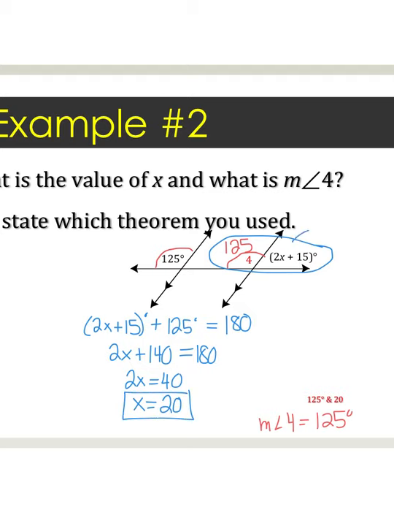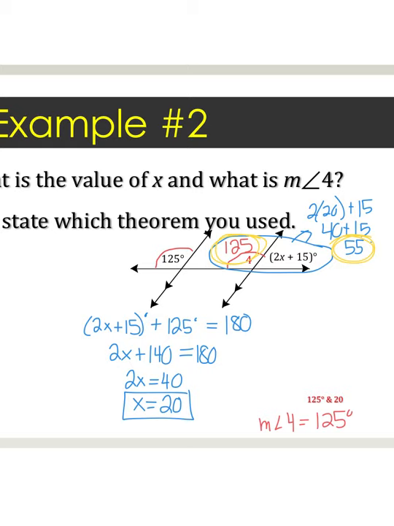And I could double check my answer. 2 times 20 plus 15 is going to equal 40 plus 15. This is 55 degrees. And I should be asking myself, is 125 plus 55, will that add up to 180? Because if I solved incorrectly for x, I would not get those two to add up to 180. So when I plug in, 55 plus 125 does equal 180, I am confident.